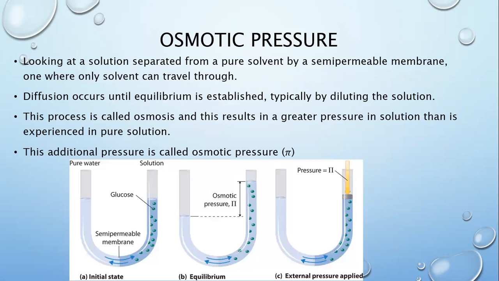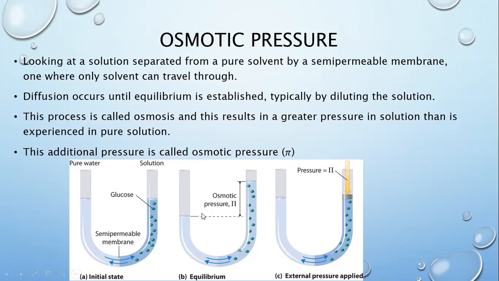Okay, so the last thing we'll look at for colligative properties is osmotic pressure. Looking at this hypothetically as a solution separated from a pure solvent by a semi-permeable membrane, where only one solvent can travel through, we're going to shift until the chemical potentials are equal on both sides. So diffusion will occur until equilibrium is established, diluting the solution. This process, called osmosis, results in greater pressure.